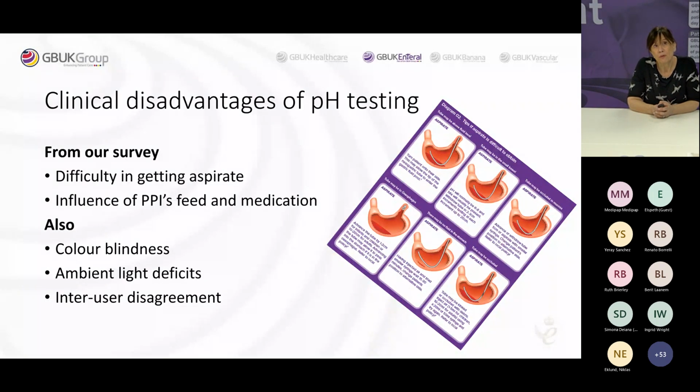But if the problem is difficulty getting aspirate, generally, the statistics seem to suggest between 18 and 42% of the time it is difficult to get aspirate. Now, this seems a very, very high figure. However, with a few remedial actions, it is usually possible to get aspirate on most patients.